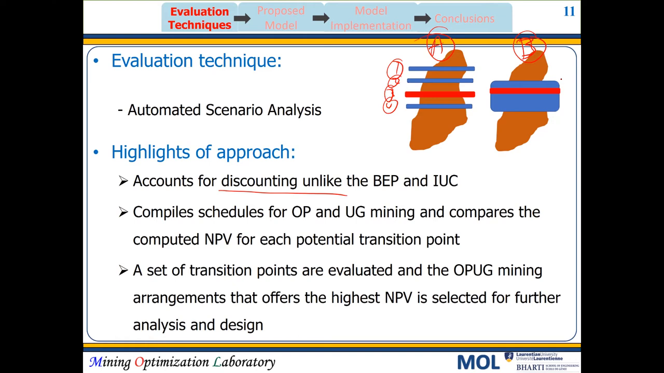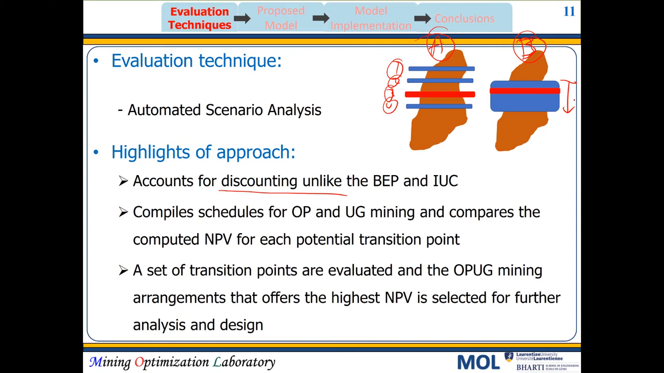So you have a band of depth that you move your transition location within this band at various levels, and then you try to continuously evaluate your open pit underground project value to see where the optimal transition location should lie. So that is basically the automated scenario analysis. It does include discounting, like I mentioned earlier. The challenge with this is that for you to be able to evaluate all the potential transition locations, that can be a challenge. But if in theory you could evaluate all the potential transition locations, then you are heading towards an optimal solution for your problem.